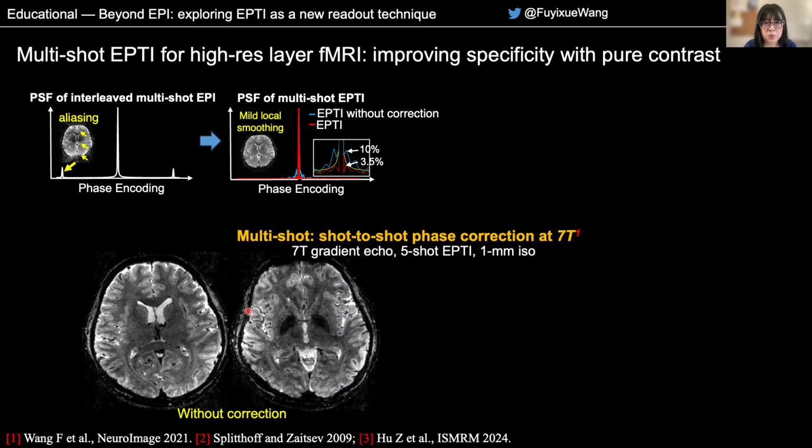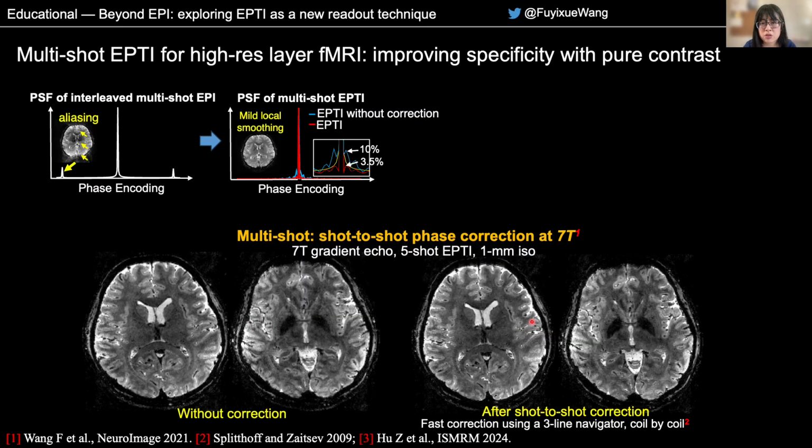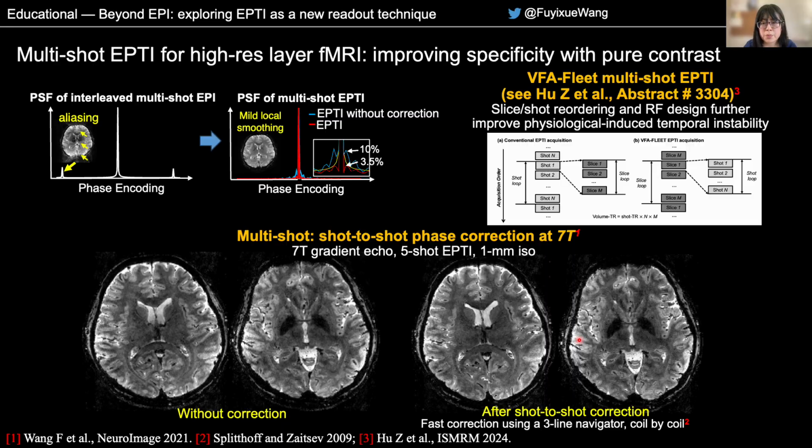Here shows the images without correction, where signal fluctuation can be observed at 7T, and after correction, these fluctuations can be significantly mitigated. A VFA-free multi-shot EPTI was developed recently that uses a fleet slice-shot reordering and RF design to further improve the physiologically induced temporal stability. You can check out the abstract.